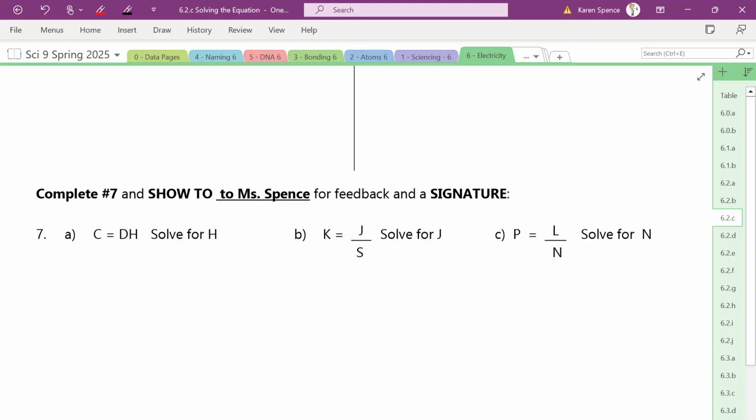G is equal to... I will be right with you. Okay, so we have yes, and yes, and yes. Very good. So if you want to, you could try some of these ones.